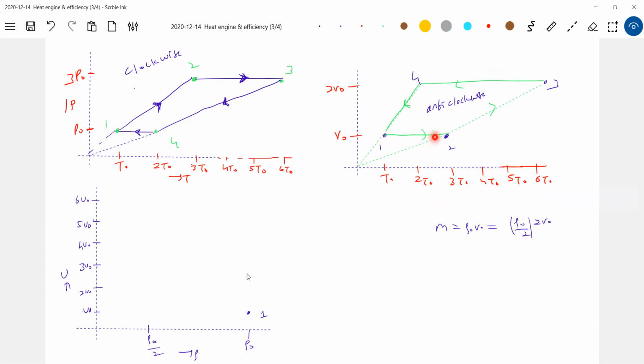Then when volume of gas is V naught, the temperature is 3 T naught. So volume of gas V naught means density should be rho naught only, and the temperature should be 3 T naught, so 3 U naught. Therefore the point will be at 3 U naught. What about point 3? 2 V naught means density rho naught by 2, and 6 T naught. Okay, that's point 3. So what about point 4? 2 U naught and rho naught by 2.